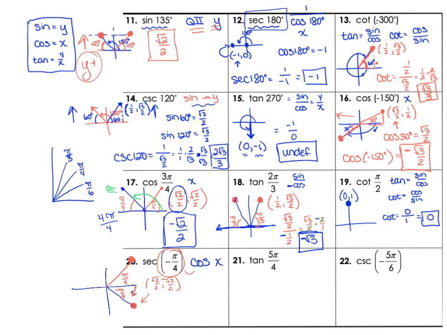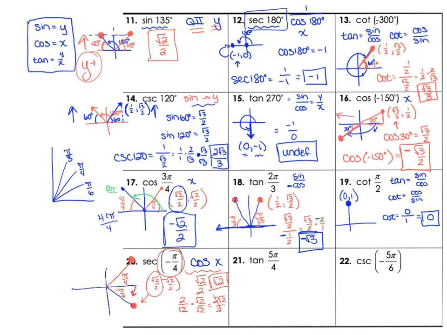In this case, it doesn't matter though, because we're looking for cosine, which is the x value. So the cosine of negative pi over 4 is the square root of 2 over 2. But since we're looking for the secant, we're going to flip it to give us 2 over the square root of 2. Then we rationalize. 2 square roots of 2 over 2. The 2's cancel, and our final answer, I'm running out of room, is just the square root of 2.